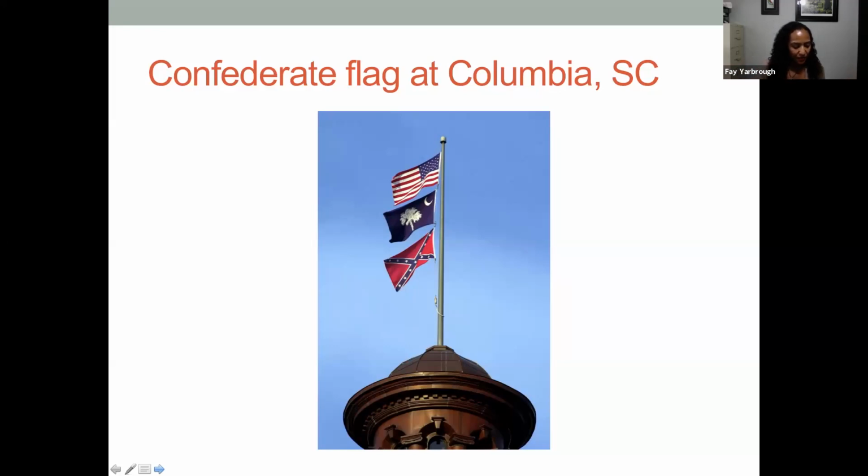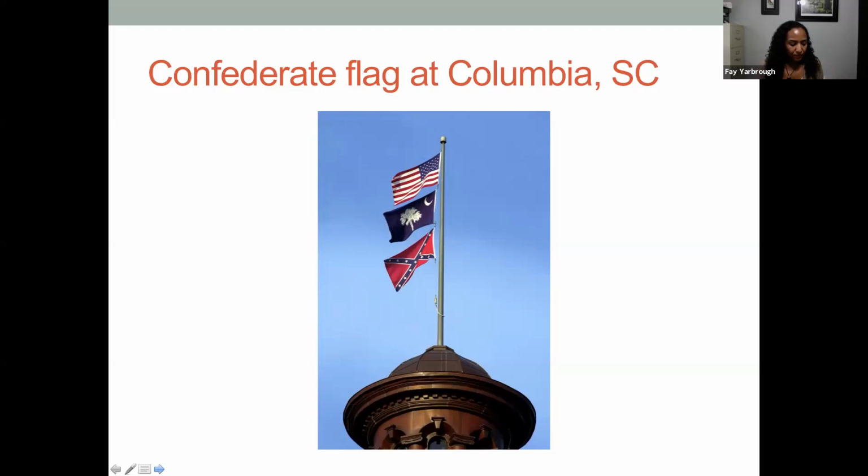And I have to add here that the Confederate flag had been on display at the Capitol in South Carolina from 2000 to 2015, not from 1865 to the present, which might be the perception that you would have. It's from 2000 to 2015 that the South Carolina state legislature decided to fly the Confederate flag there.